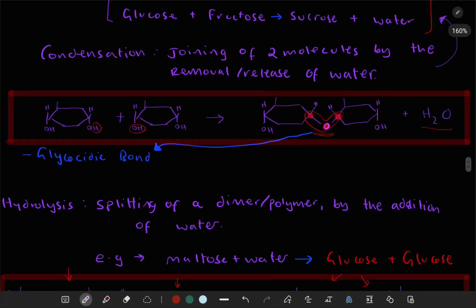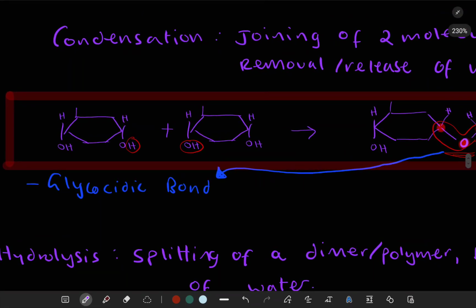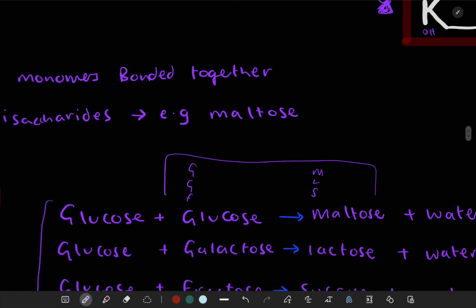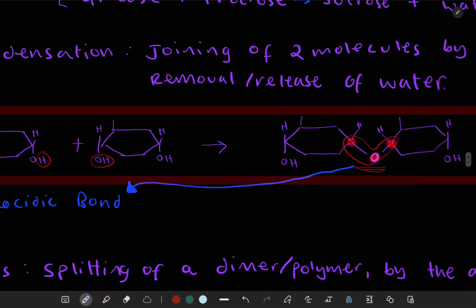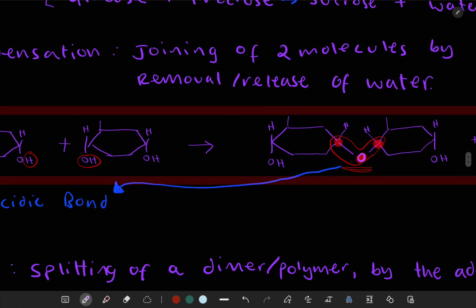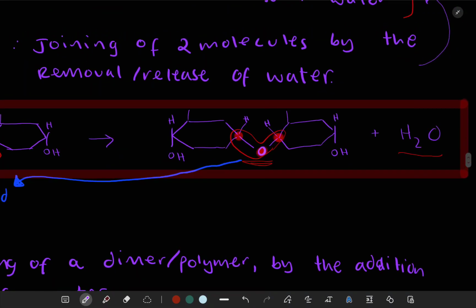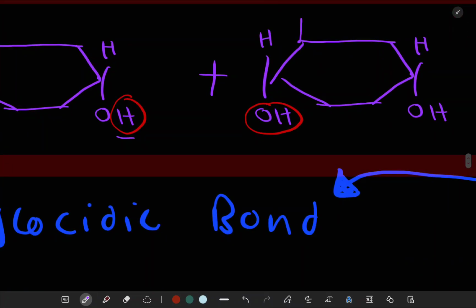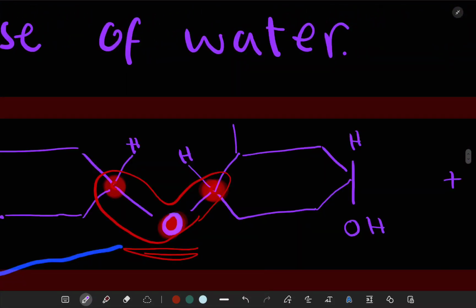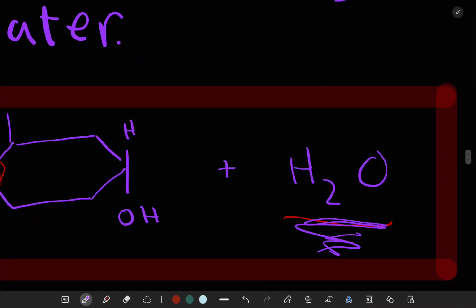Now, we move on to a visual representation of the condensation reaction. Here we see two different glucose molecules undergo a condensation reaction, which is the removal and release of water. Therefore, we'd expect water to be on the products side. We see how an H from the OH group here and an OH from the OH group here are lost and it forms H2O on the product side.